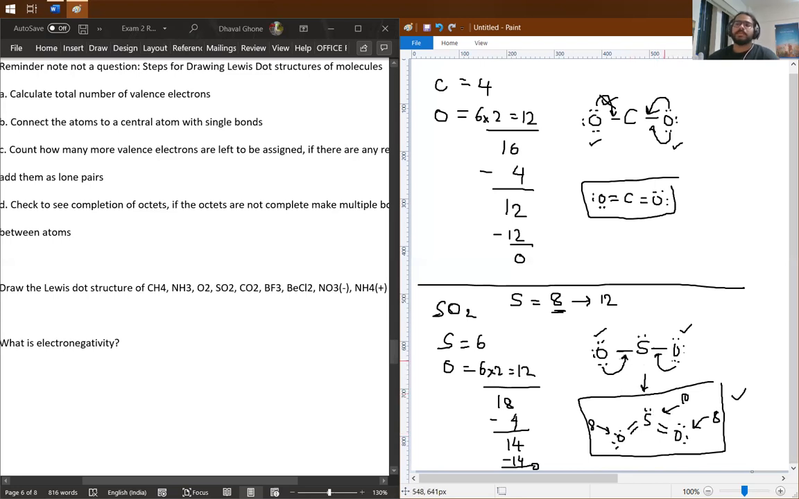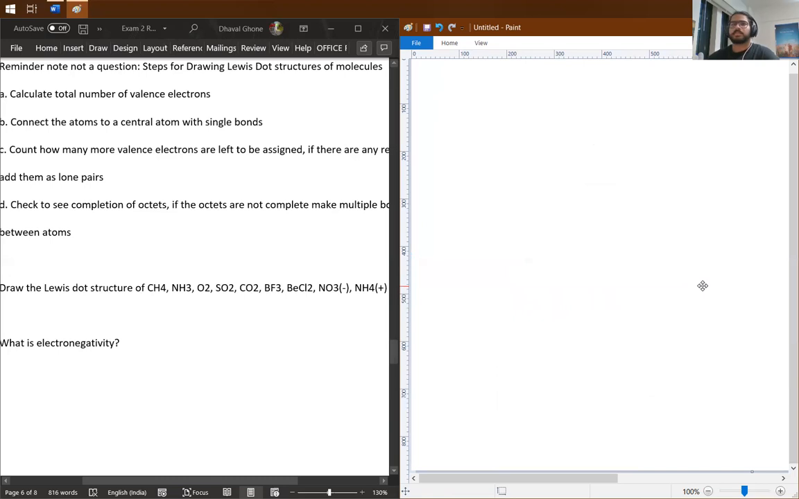You could leave it here. It could be a resonance structure, or you could make multiple, like triple bond here, single bond here. That's also a resonance structure. Or just single bond here, no bonds here. That's also a resonance structure. That's fine. Okay. If that's clear, we can move on to the next one.